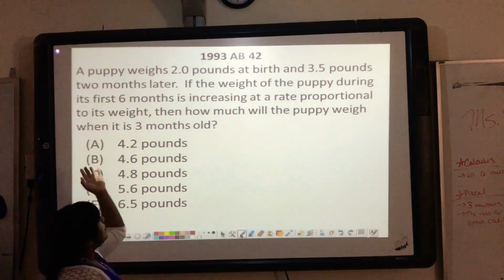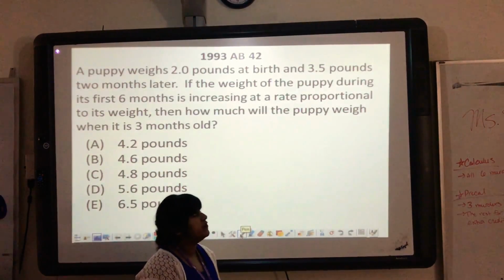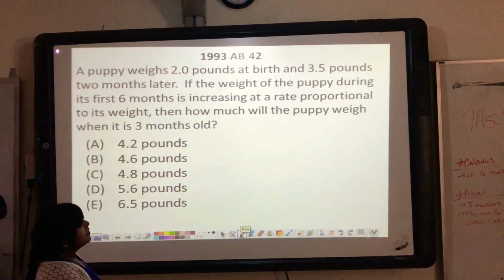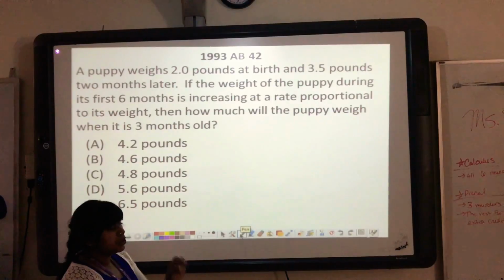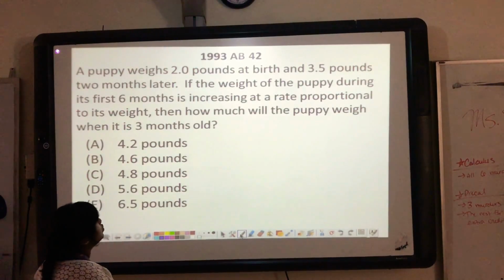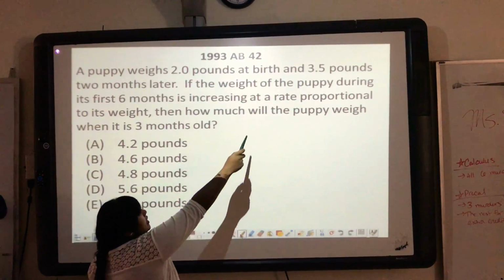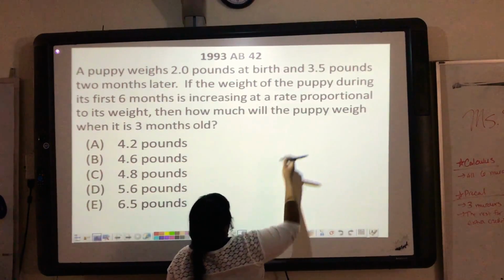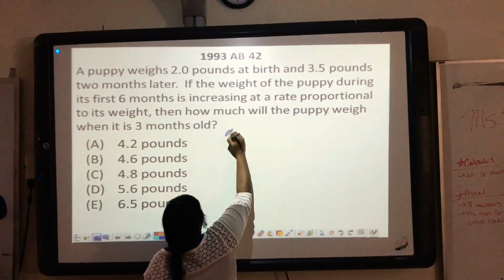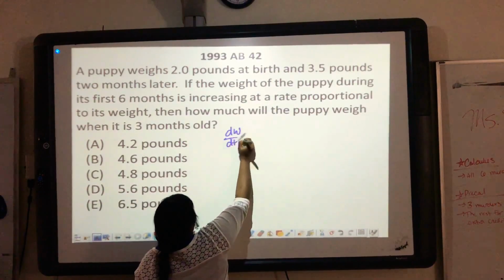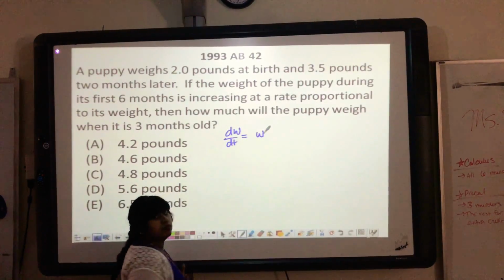Alright, here we go. A puppy weighs 2 pounds at birth and 3.5 pounds 2 months later. If the weight of the puppy during the first 6 months is increasing at a rate proportional to its weight, then how much will the puppy weigh when it is 3 months old? So, let's start with what we know. We have a rate proportional. That's pretty easy. So my dW/dt is going to be equal to my weight.